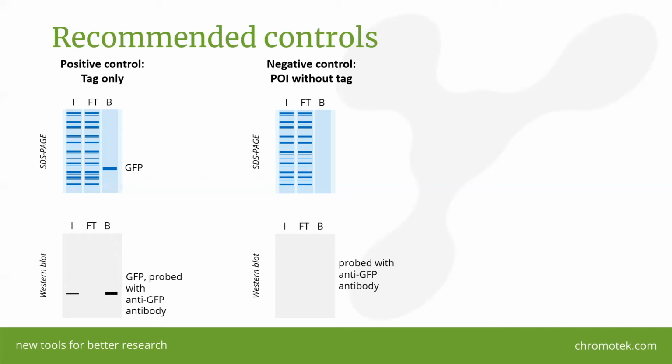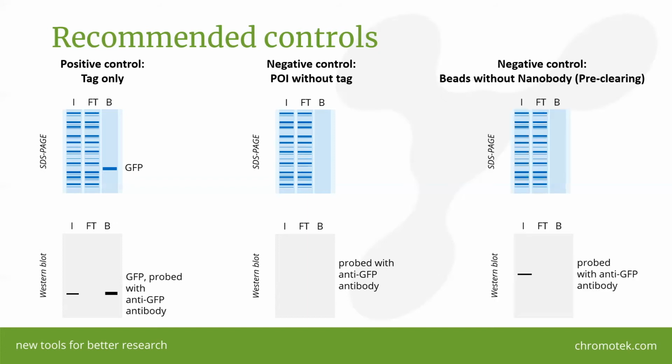Then we have another negative control, control 2, but this control is optional. You can use the naked beads, without the nanobody or antibody bound, and check if there is unspecific binding of proteins to the bead matrix. The protein of interest should not be bound. If other cellular proteins bind, naked beads can be used for pre-clearing. As a summary, controls are very important for the interpretation of the IP and for troubleshooting.